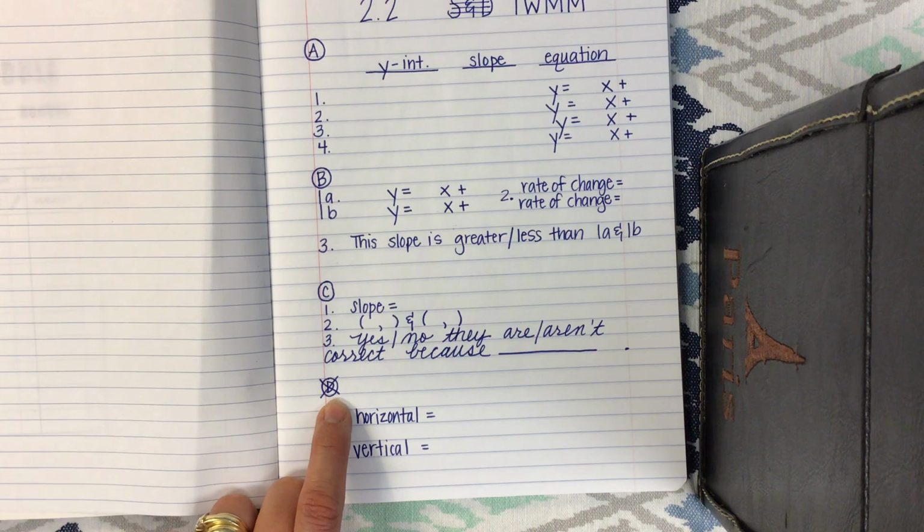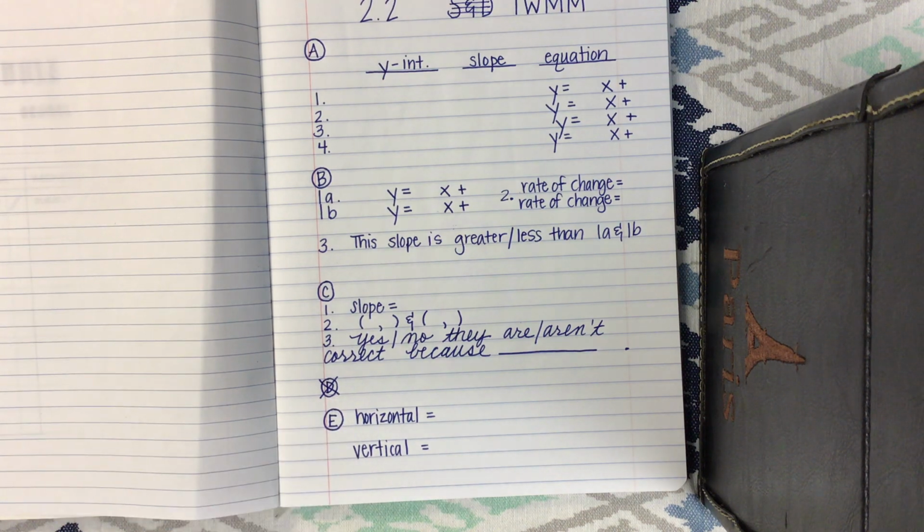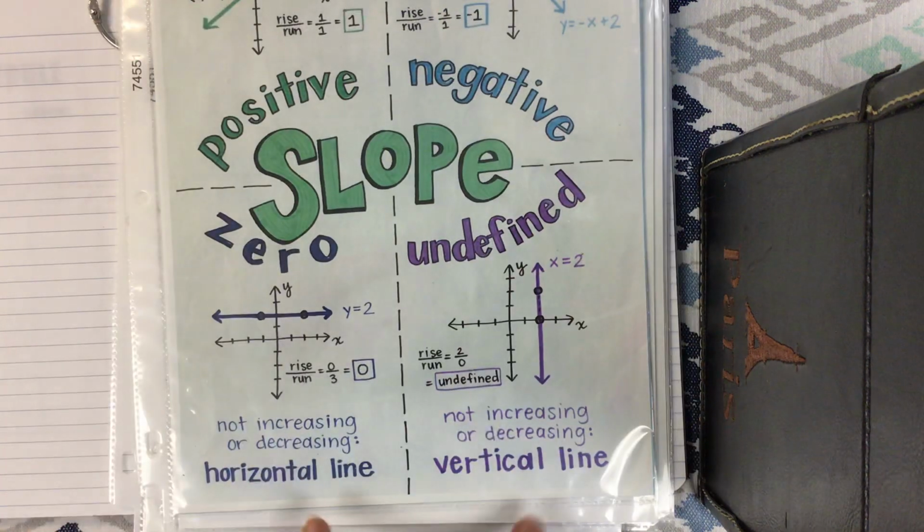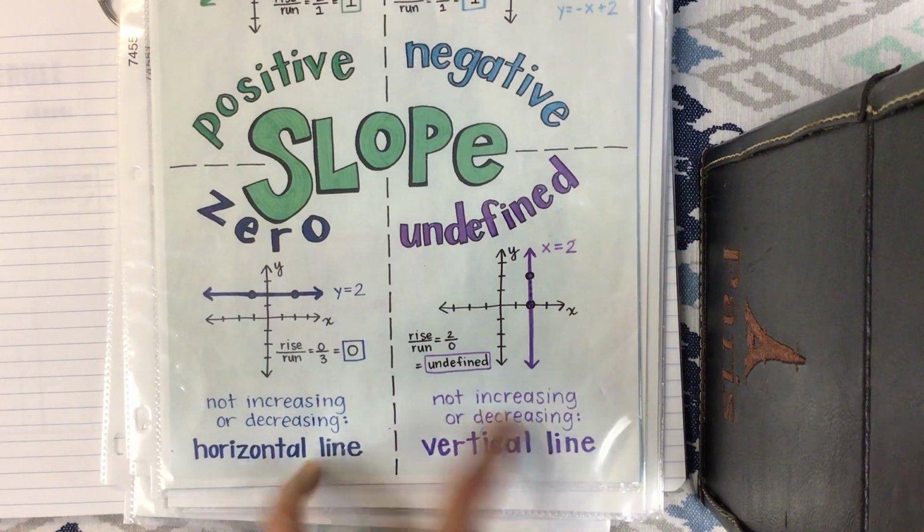D, I'm not asking you to complete, but E, I am. E is asking about these 2 pictures right here. So I've already helped you with that.